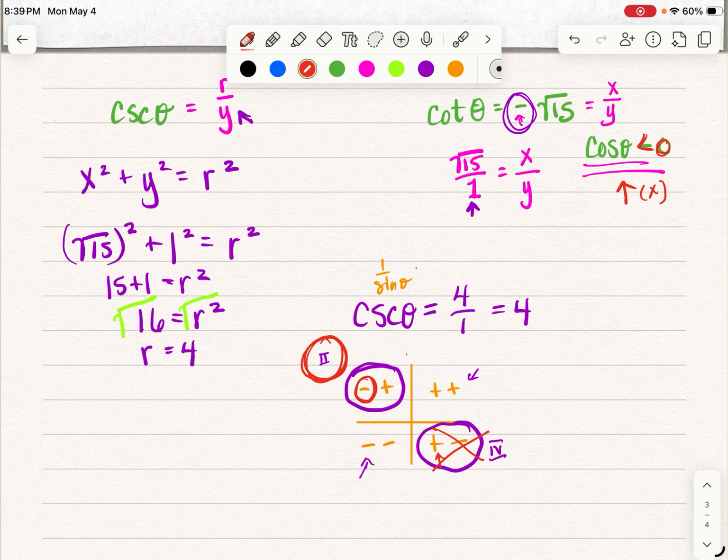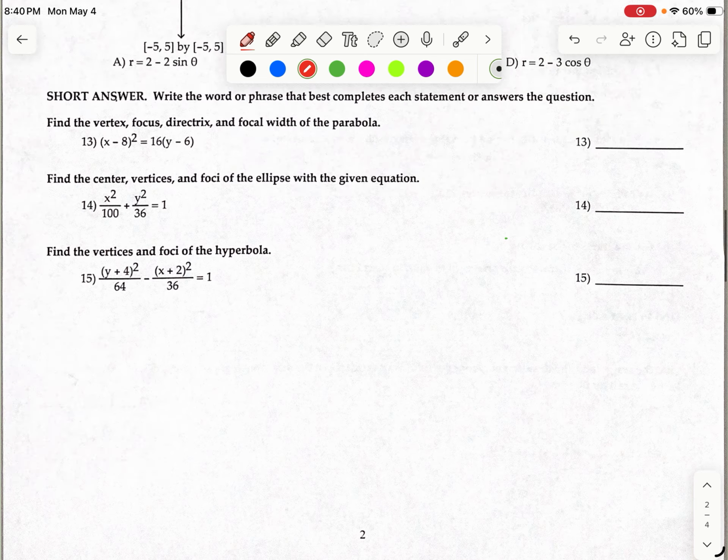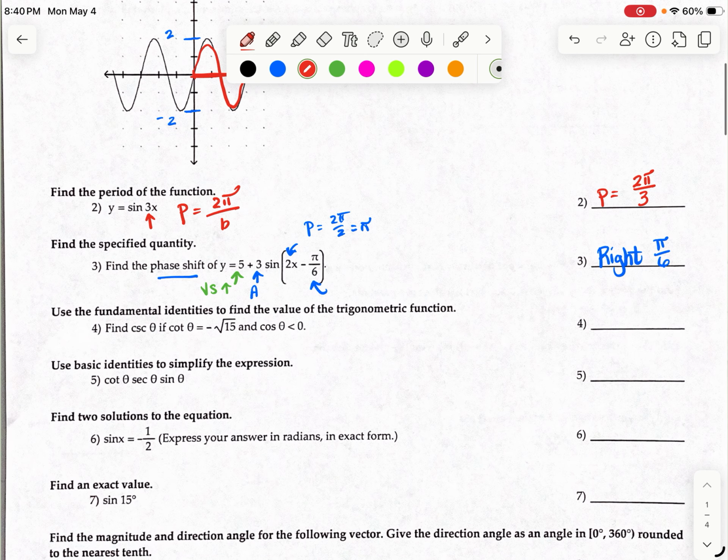Cosecant is sine upside down. Sine in quadrant 2 is positive. So that means that 4 stays positive. So all of that explanation to, yeah, it stays positive. But it's just knowing where everything's positive and negative at. So cosecant is 4. That's your answer to that one. Cosecant of theta is 4.